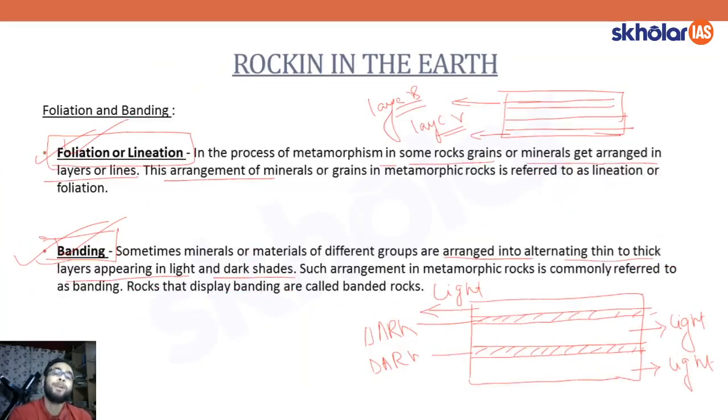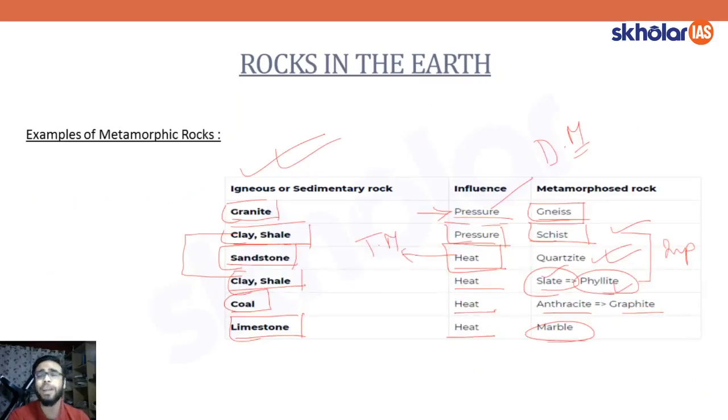Then in metamorphic rocks, we find two different types of structures. One is called foliation or lineation, and another one is called banding. Foliation means formation of different layers, and banding means formation of alternate bands of dark and light or thick or thin layers. Fine. Alright. Now, what are the different examples of rocks? In this case, we talked about gneiss, schist, quartzite, slate, phyllite, marble, anthracite. Here, the most important example is clay and shale, which are sedimentary rocks, which under dynamic metamorphism get converted into schist, but under thermal metamorphism, get converted into slate and phyllite.